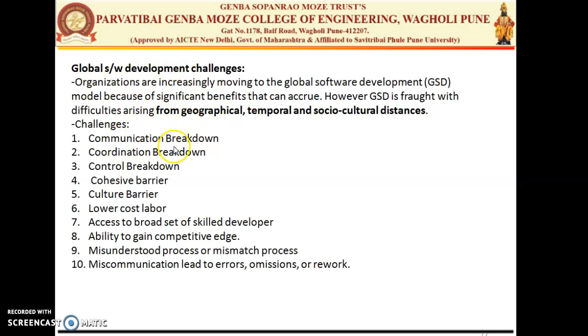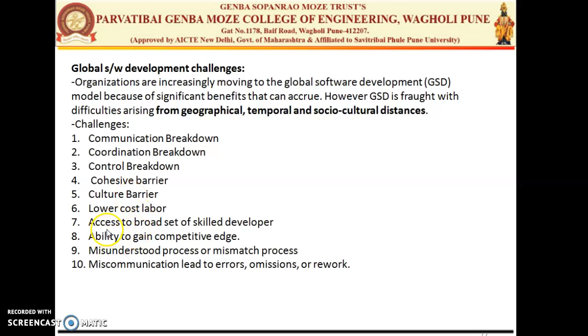First is communication, as a language barrier can be there. Coordination, that means if there are some issues, then coordination issues can also come. Then control breakdown is another challenge. Then cohesive barrier is there, cultural barrier is there, holidays in culture, you can say different festivals at different times. So always the things are there. The low cost labor: in USA you can see the cost of labor is more if you compare with Pune in India. So the cost of the developer is more in USA and less in India. So lower labor cost is one of the issues.